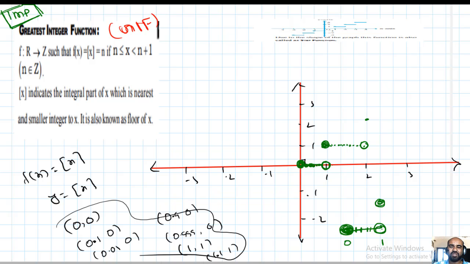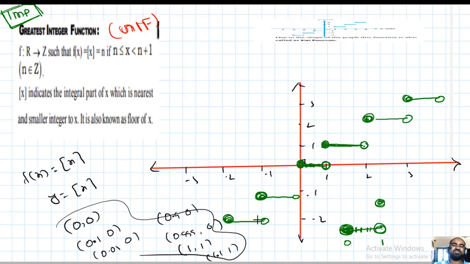So here thick circle and this side open circle. At 3, thick circle and open circle. At here thick circle, this side open circle. Okay, -1, -1 only, open circle. -2, -2 only, open. So this is the graph of the step function.